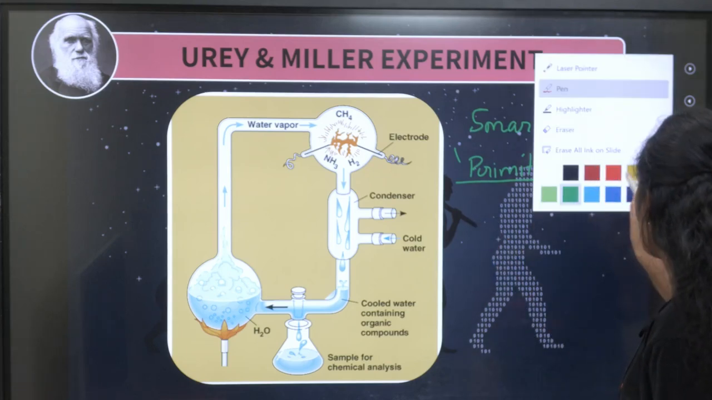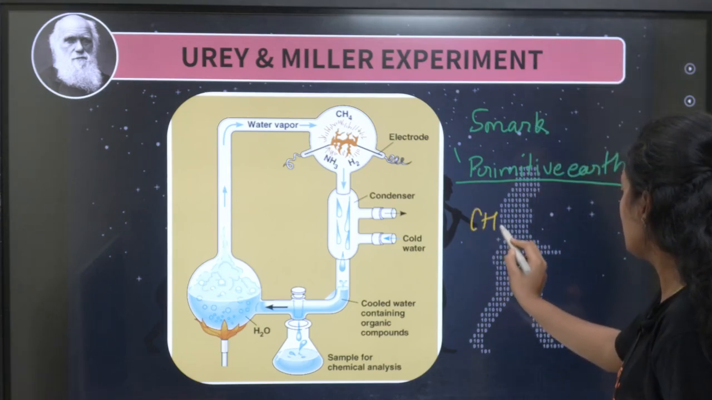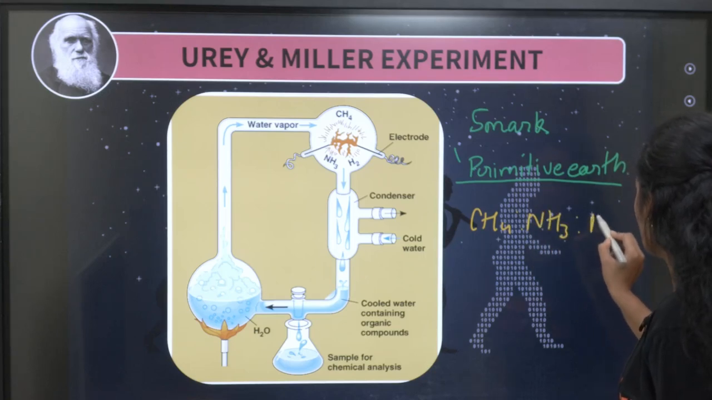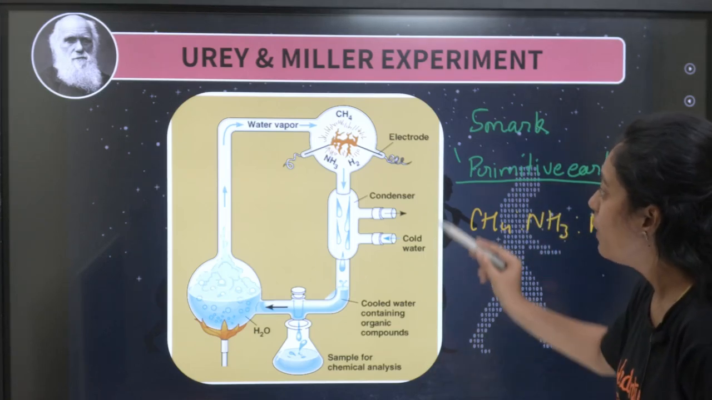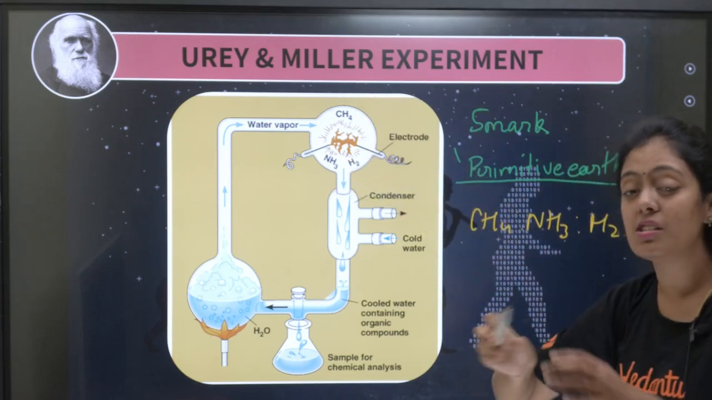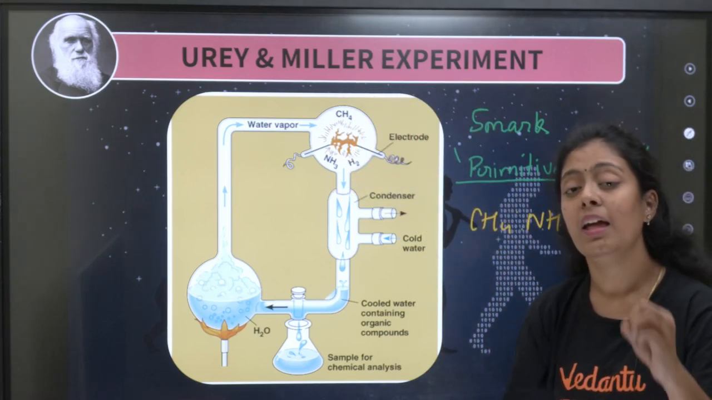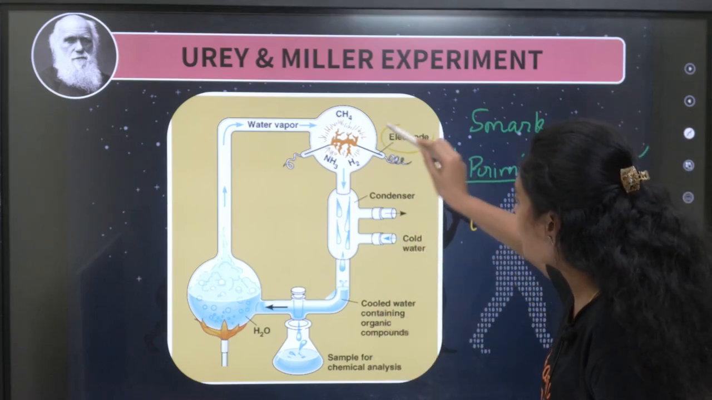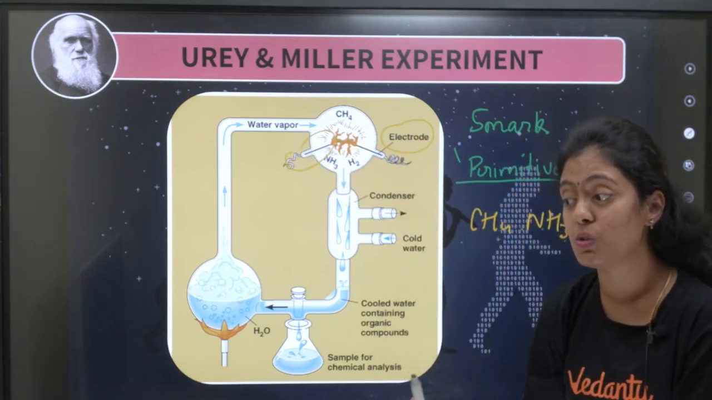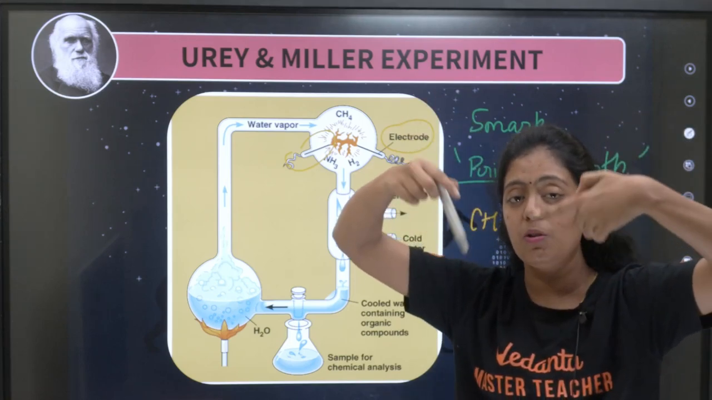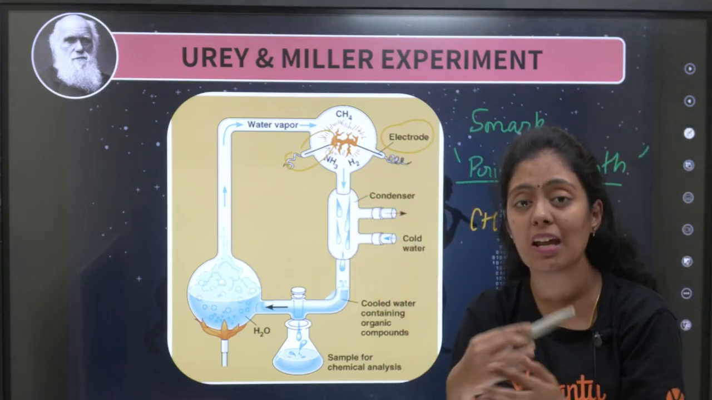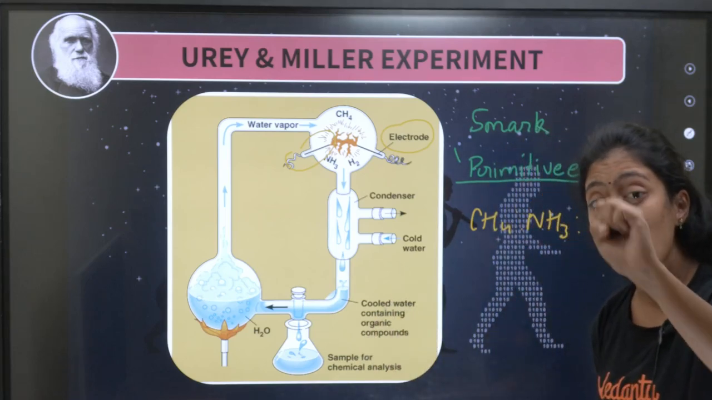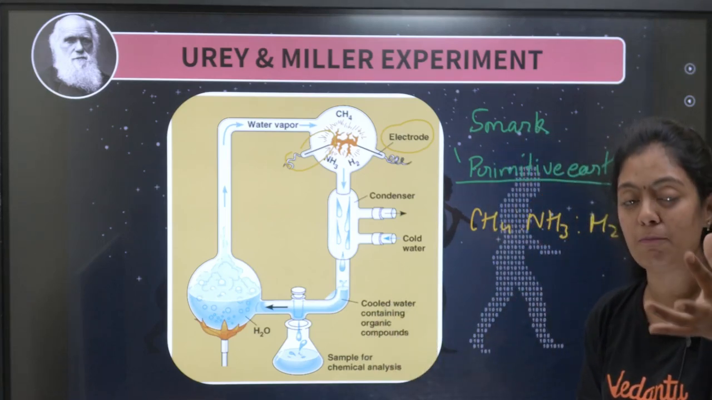Okay, the gases are methane. Okay, then you have ammonia and hydrogen. All these 3 gases were taken in a gas discharge bulb. Okay, they subjected it to electricity by placing it under 2 electrodes. When electrodes are placed, there will be a combination of these gases. All these gases will combine. Okay, and I am also providing a very high temperature.